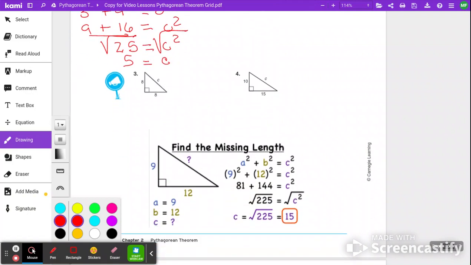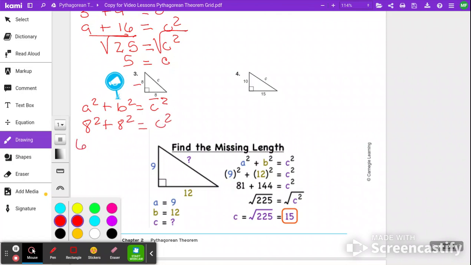Okay, we'll take a look at one more. We'll look at number 3. In this triangle, A and B are both 8. So we have 8 squared plus 8 squared equals c squared.